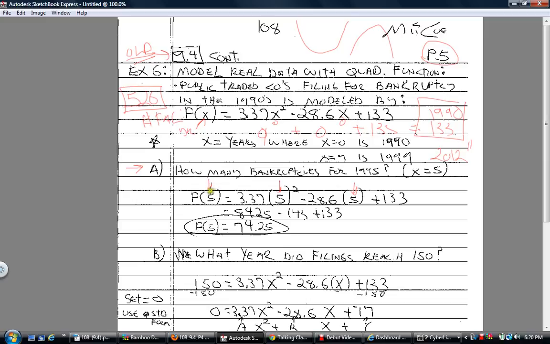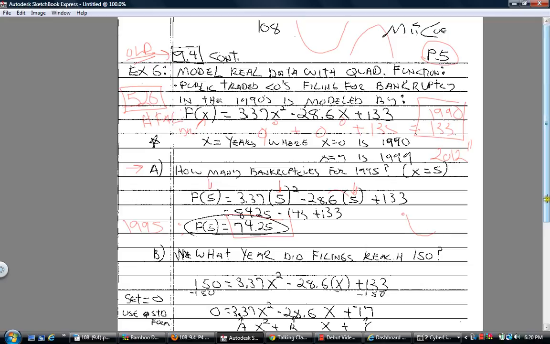1995, we're going to represent with a 5. We plug it in. 5 squared is 25, multiplied by 3.37. You can do the arithmetic here. 84.25. Multiply these two, you get 143 plus 133. Add and subtract the numbers, and you find out in 1995 there were 74.25 failures. What's that compared to back in 1990? It was less. So it was up high, and then it's coming down low.